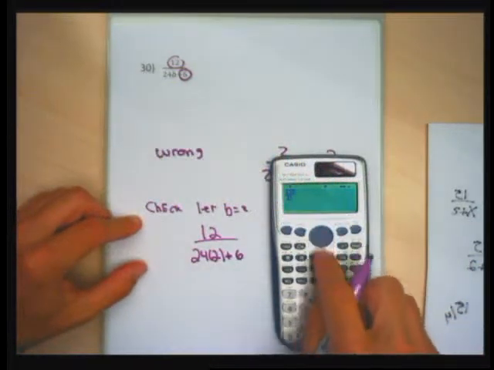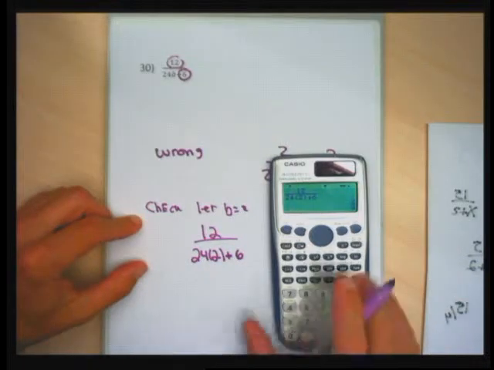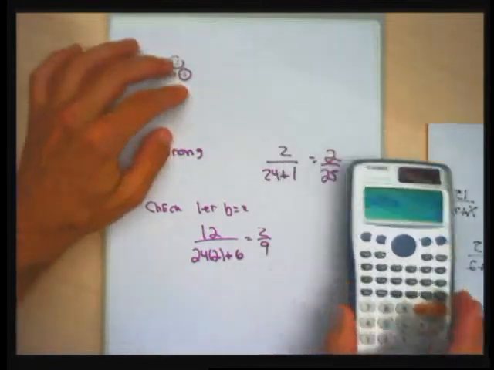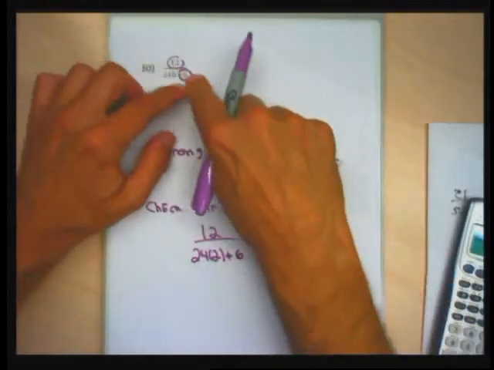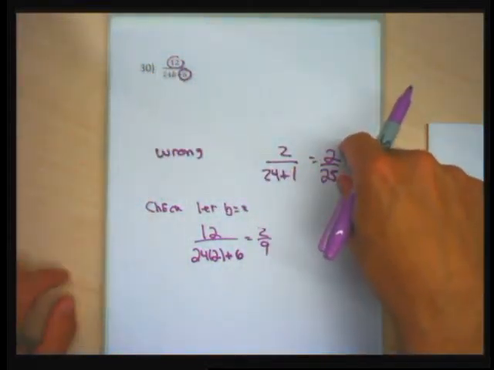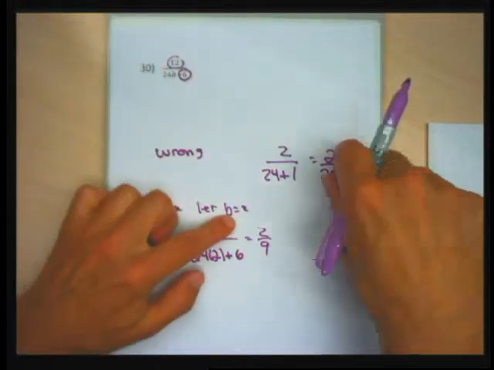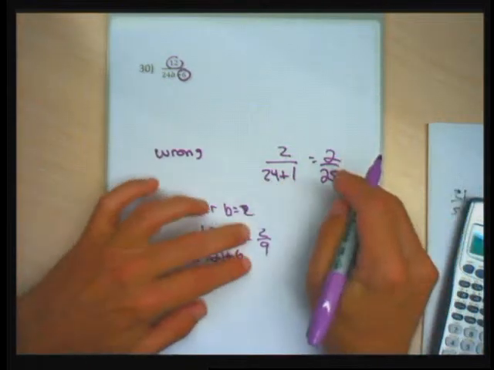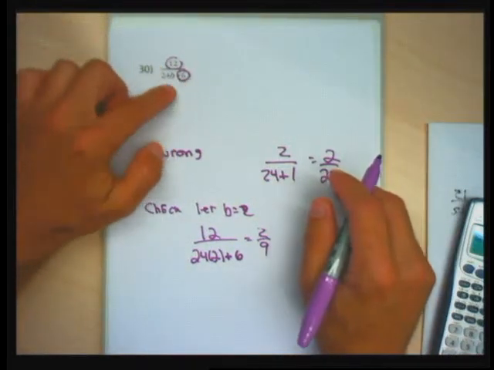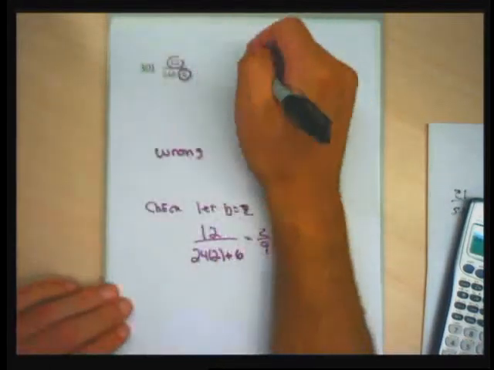12 over 24 times 2 plus 6 gives me 2/9. So I can't cancel the 12 and the 6, because if I cancel the 12 and the 6, the 12 becomes a 2, the 6 becomes a 1. This whole fraction reduces to 2 over 25, which would tell me that if I took the number 2 and plugged it in for b, it should also equal 2 over 25, but it doesn't. I can't cancel single numbers with single numbers that have a plus sign lagging.